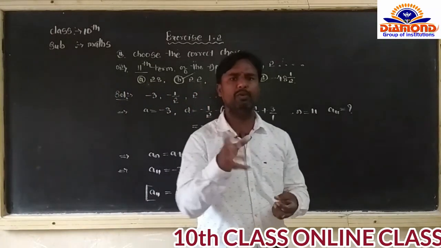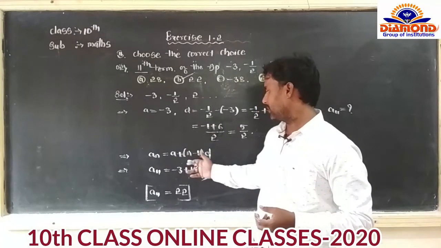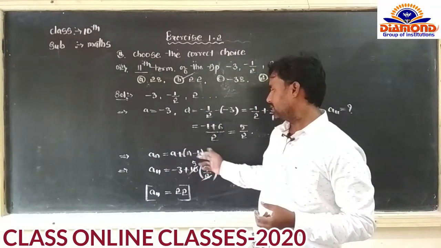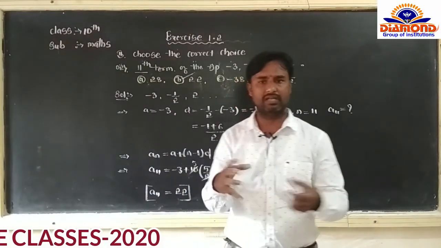There is a twist: when you have understood that an is equal to a plus n minus 1 bracket close d, this formula we can use properly. They will give some mixed confusion.